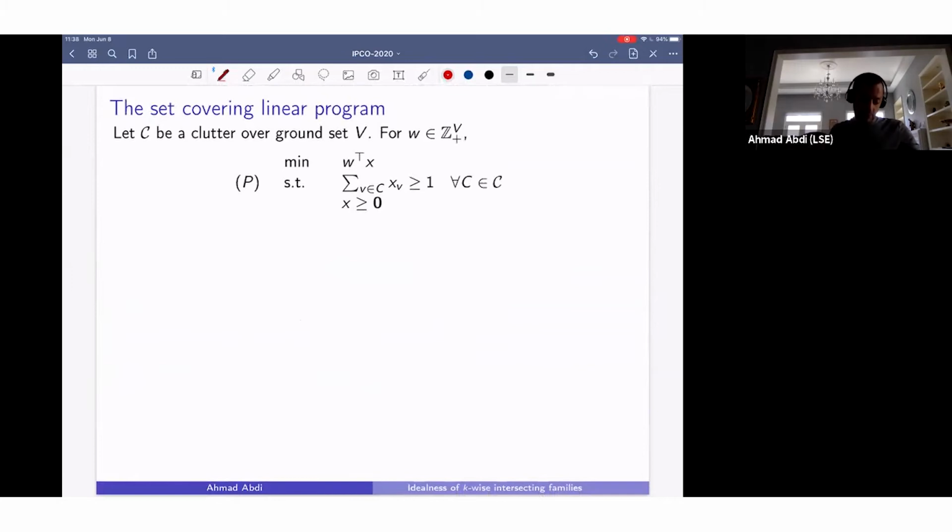So I'm going to discuss the motivation that we had in the paper. This motivation comes from the set covering LPs. Given any clutter over ground set V, I can look at the corresponding set covering linear program, which tries to minimize the weight of a vector x subject to covering constraints, one for each member of the clutter, as well as non-negativity constraints. We may assume that the w we're given has only non-negative and integral entries, without loss of generality.